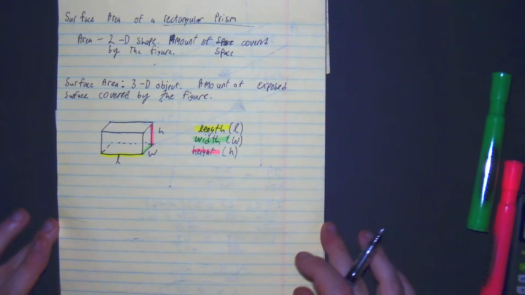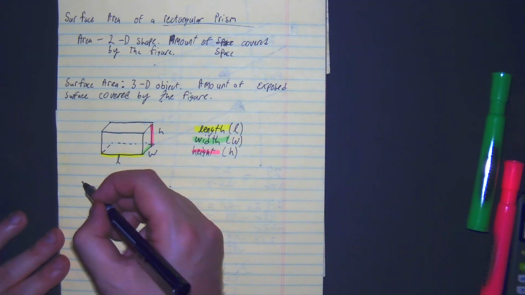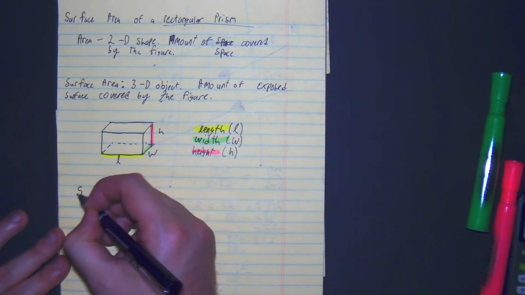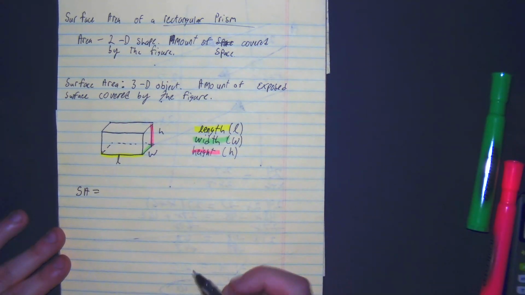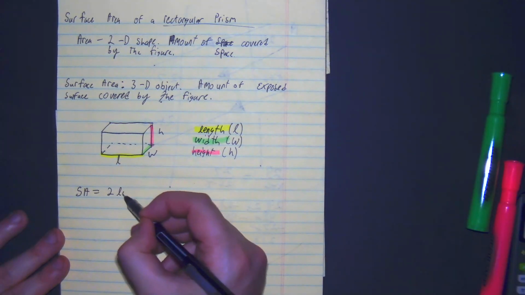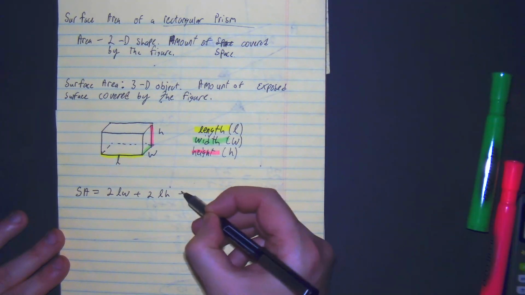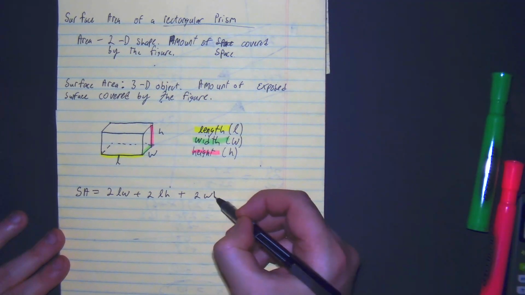For surface area, this will be the formula we use for rectangular prisms or cubes. Surface area is equal to 2 times length times width plus 2 times length times height plus 2 times width times height.